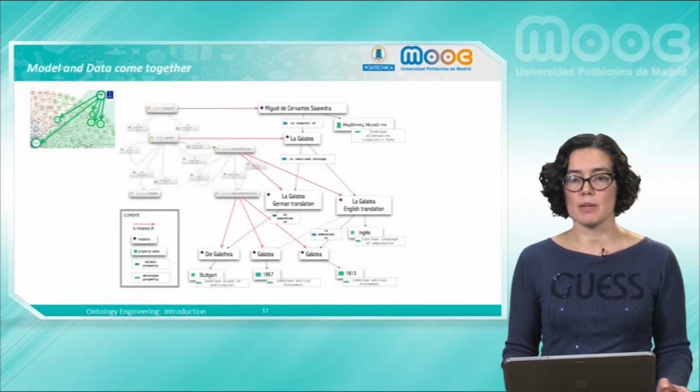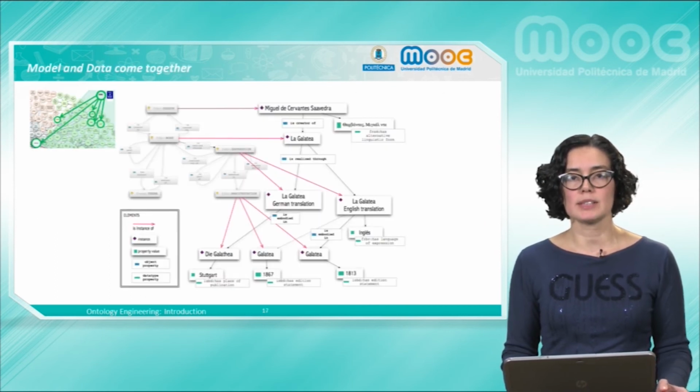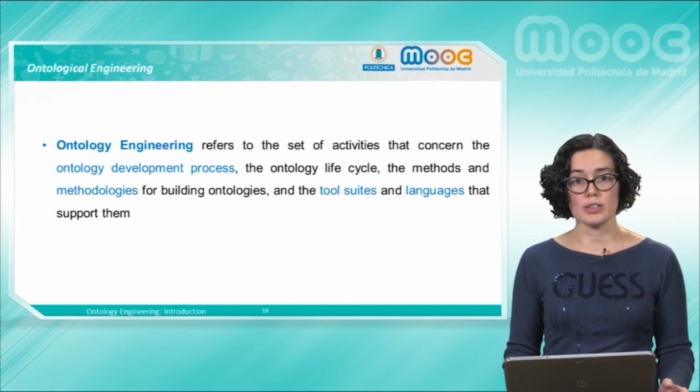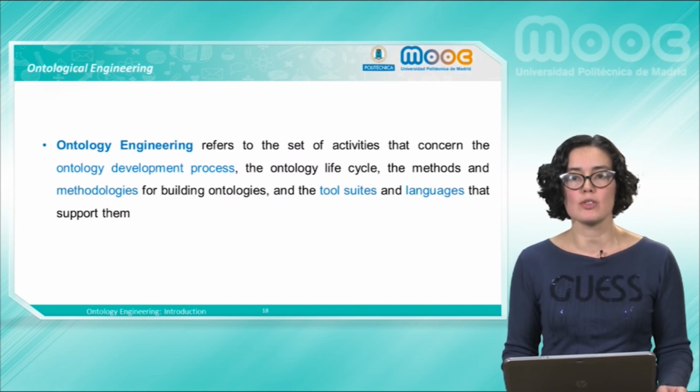With this approach, both the model, that is, the ontologies that provide the meaning of the domain knowledge, and also the data, that is, the particular domain objects, are together in the web. In this context, the ontology engineering field is crucial in order to help in the development and management of ontologies.